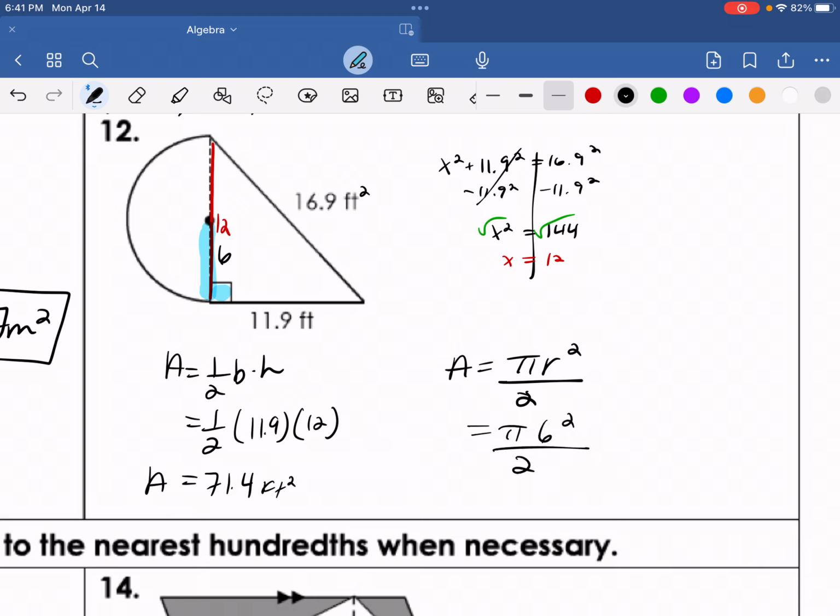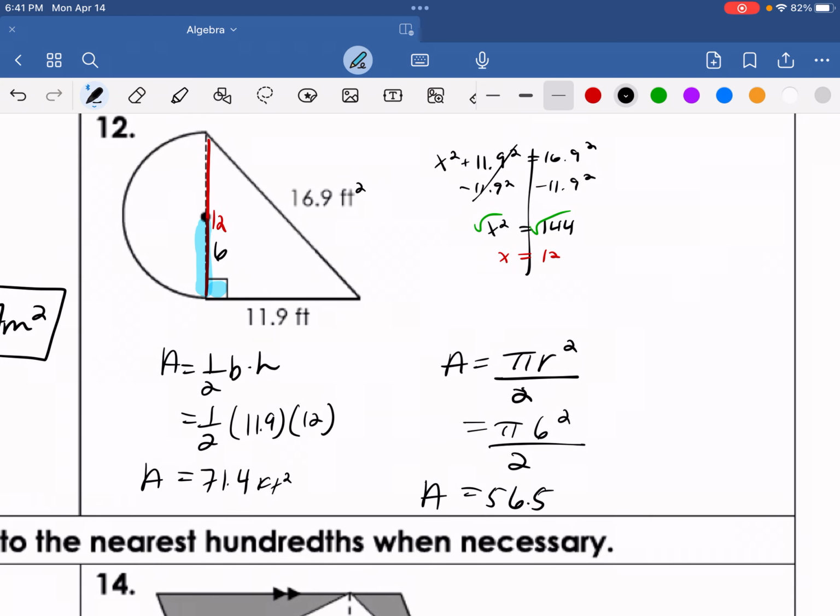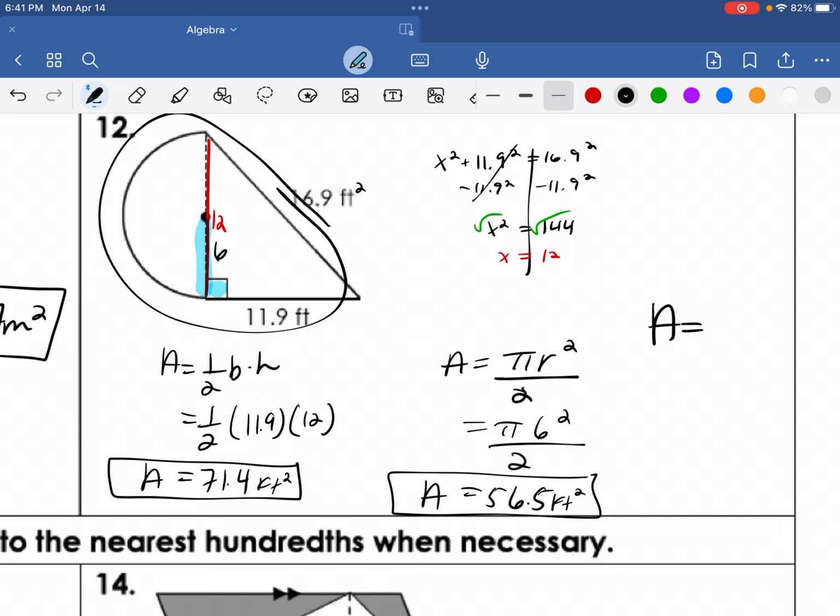I'm going to plug that in. Pi 6 squared and divided by 2. So we get 56.5 feet squared. This is the area of the semicircle. This is the area of the triangle. Add them together. 56.5 plus 71.4. And we get that the final area of the whole shape, the circle and the triangle, is 127.9 feet squared.